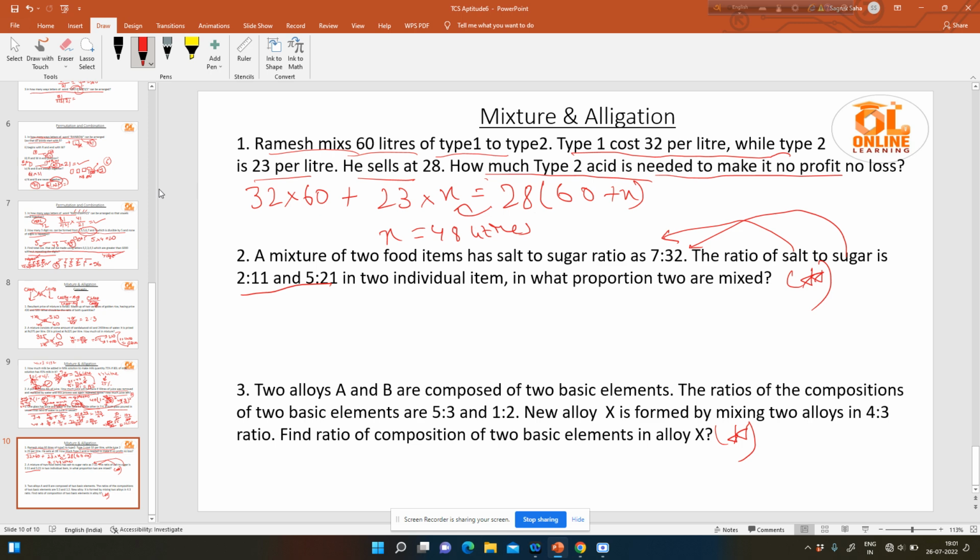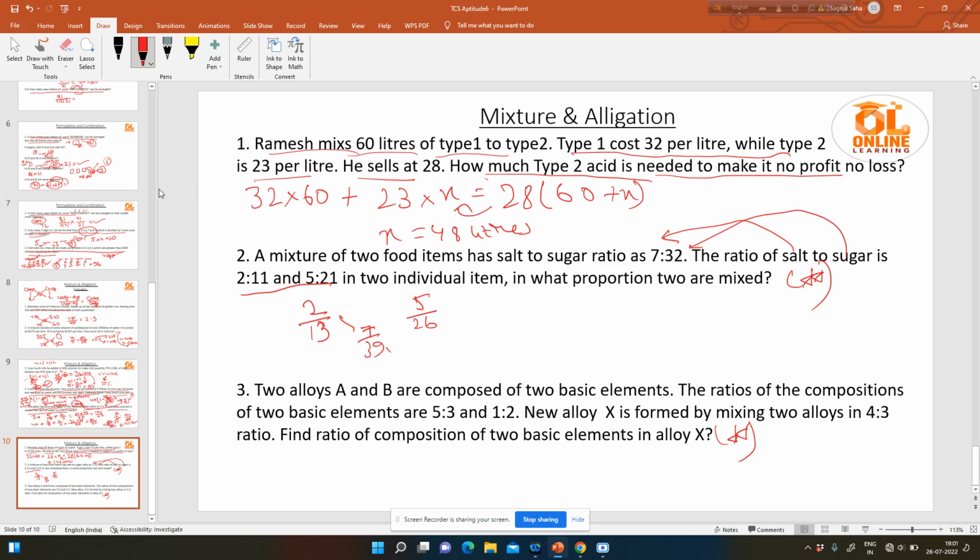So what is the amount of salt in the first item? It is 2 by 13. And what is the amount of salt in the second item? It is 5 by 26. So what is the amount of salt in the resultant? It is 7 by 39.